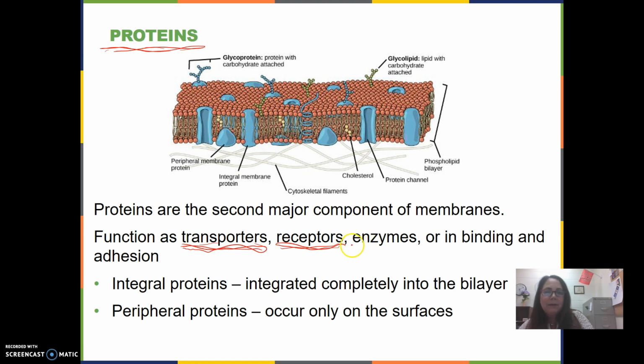They can function as enzymes. They're proteins, so if their role is to speed up a chemical reaction, they can function as enzymes even though they're attached to the plasma membrane. They can also function in binding, either binding the plasma membrane to a structure inside the cell or binding the plasma membrane to another cell, and adhesion, which is similar. Many cells group themselves into tissues, and so they're going to have to be joined in some way. So some of the proteins are used to join one cell to another cell.